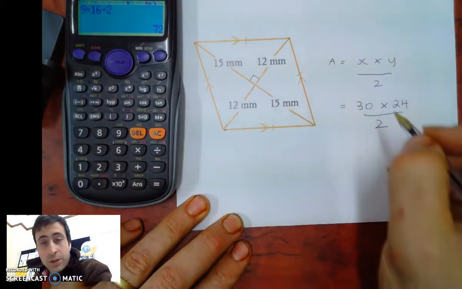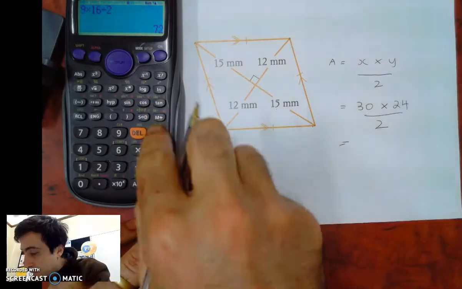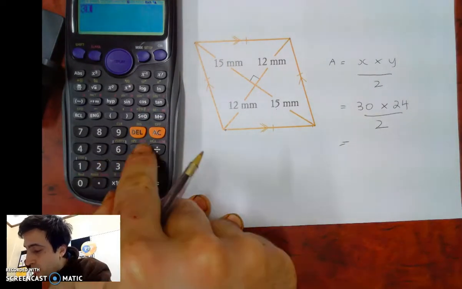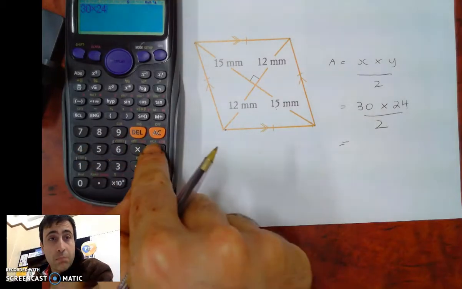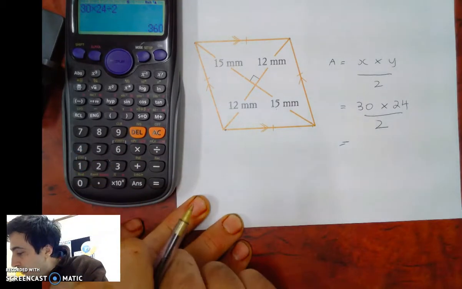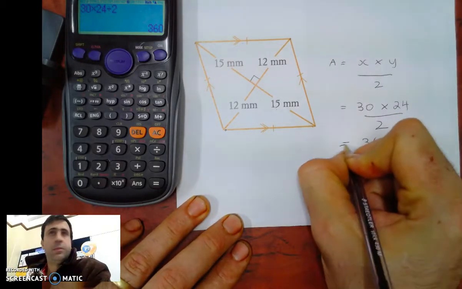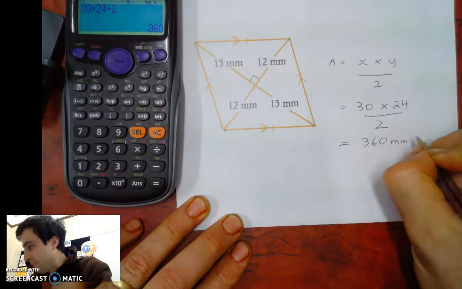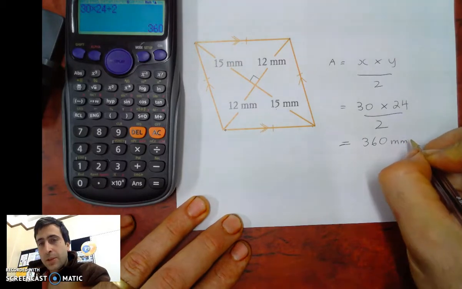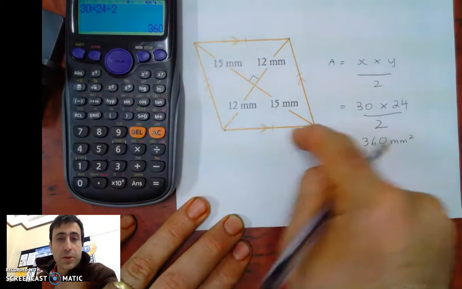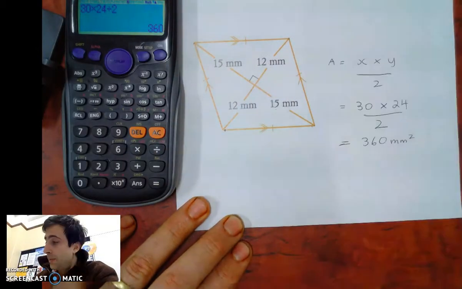Let's whack that straight into our calculator. 30 times 24 divided by 2. Boom. 360 millimeters squared. Pretty simple. That distance times that distance divided by 2 for any rhombus or kite.